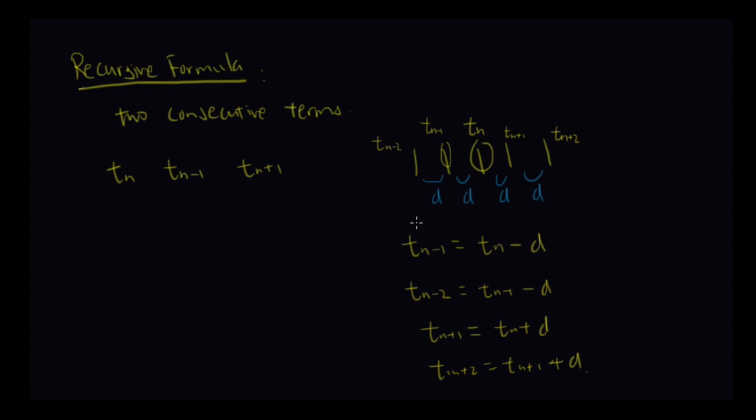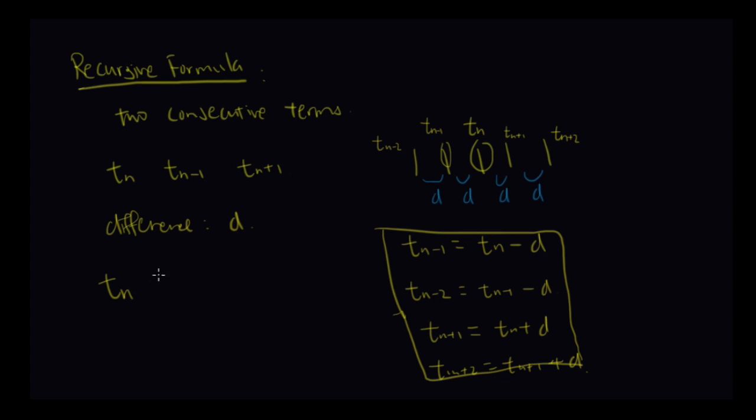So from here, we can generalize that if we have a common difference of D, then Tn equals Tn minus 1 plus D, since the last term and the current term have only a difference of D. So over here, we have the recursive formula for our arithmetic sequence.